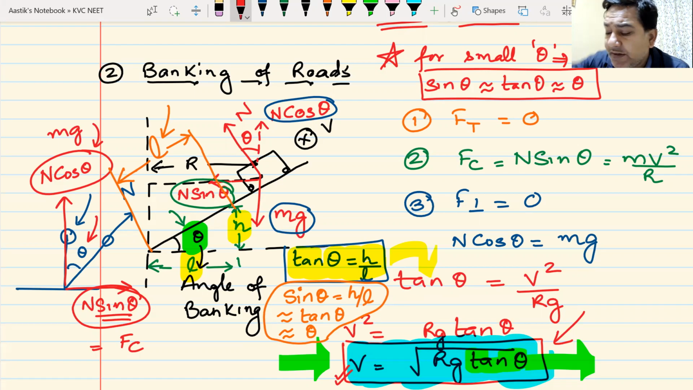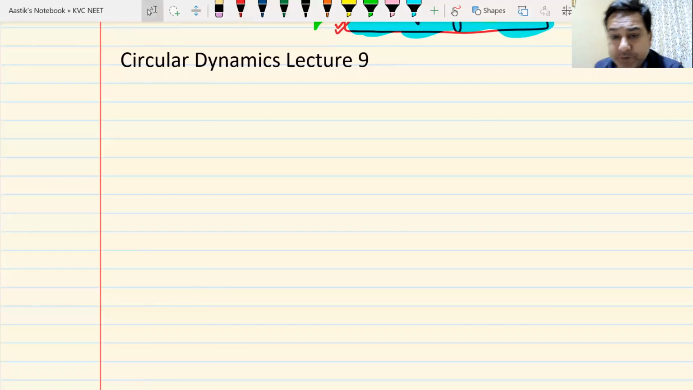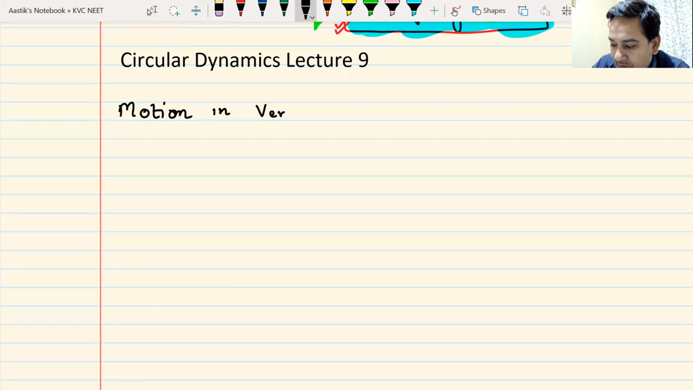Well, I hope everyone has noted this down. So, in that case, we shall move on to today's class. And what are we going to do in today's class? Well, horizontal circular motion is over. So now we'll move on to the last topic of this chapter, which includes circular dynamics as well as work, power, and energy. And that last topic is known as motion in vertical circle.